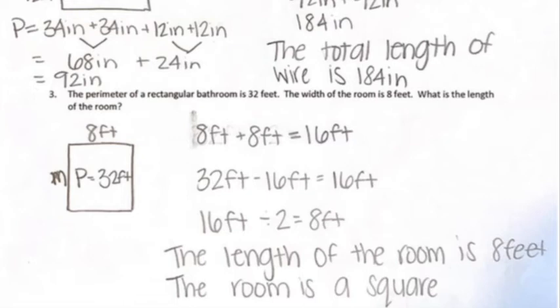Now I'm trying to find what M and its opposite side would equal as well. So the perimeter is 32 feet, so I'm going to subtract that 16 feet to get another 16 feet. So I know that when I add M and the opposite side, it's going to have to equal 16 feet. So I divide 16 by 2 and I get 8 feet. The length of the room is 8 feet, so the room is actually a square.